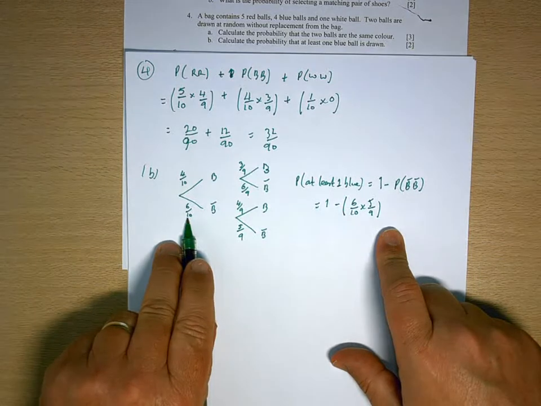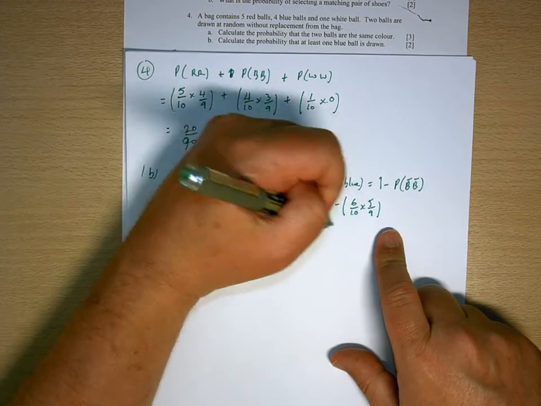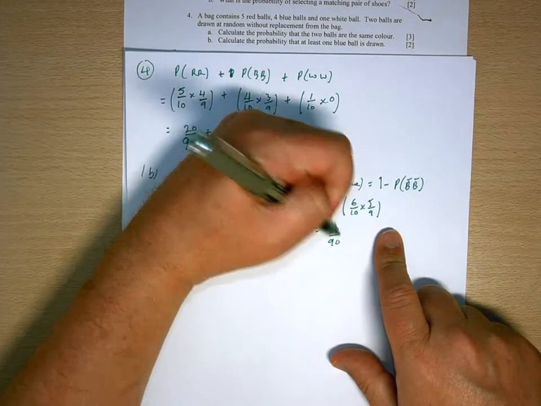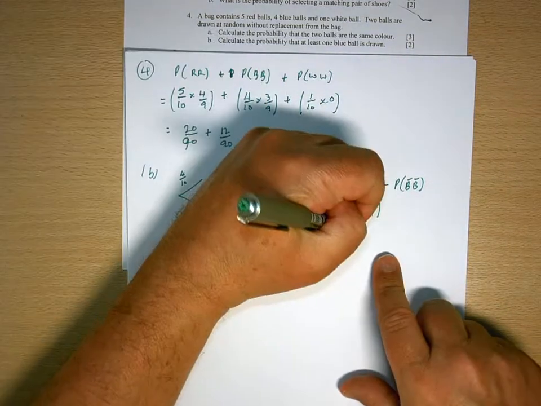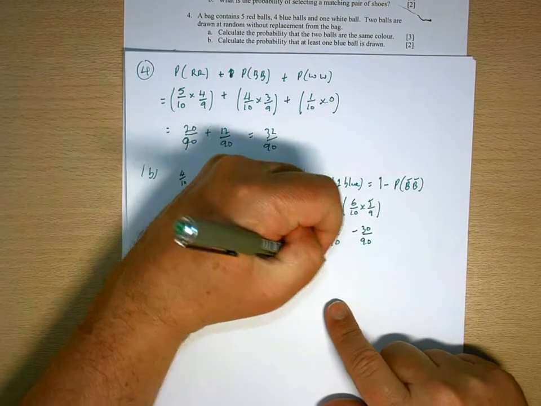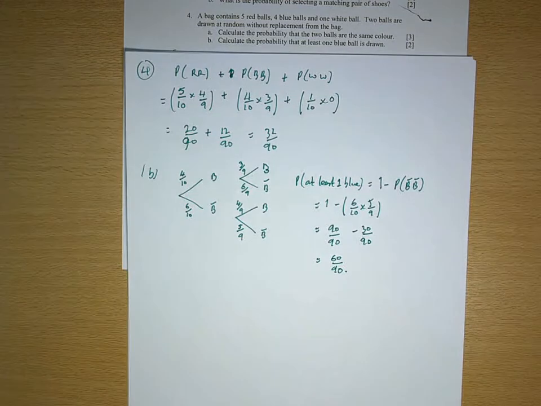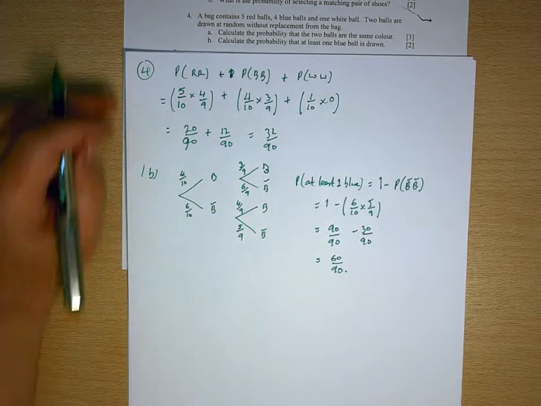So not blue, first one 6 out of 10, not blue, second one 5 out of 9. So 1 I can write as 90 over 90. So chances of that happening are 60 out of 90.